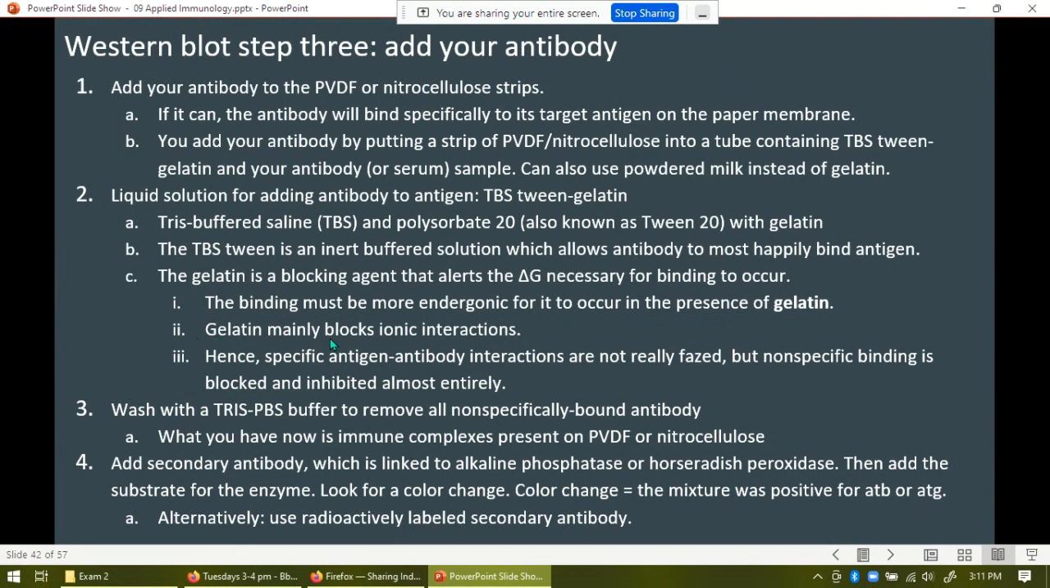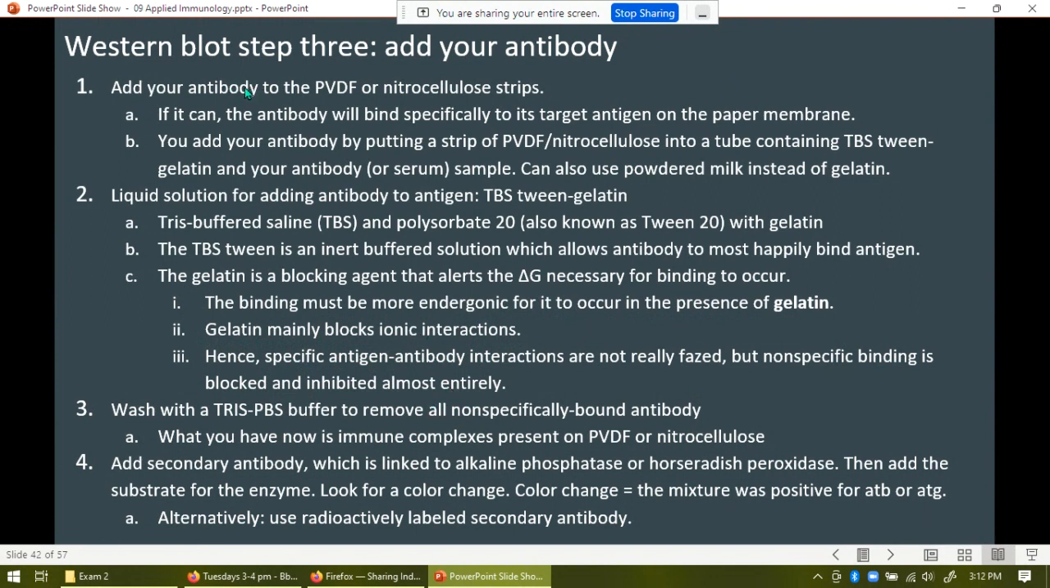Gelatin and powdered milk both block ionic interactions specifically, and that just makes it so that you need a more negative delta G in order for the binding to occur, essentially. So specific antigen-antibody interactions are not really phased because remember those have some of the tightest binding affinities of any protein that we know of. They're very specific, very good at binding to each other. But the non-specific binding that you'll see is blocked and it's inhibited almost entirely. So this just reduces the background signal when you use the gelatin.